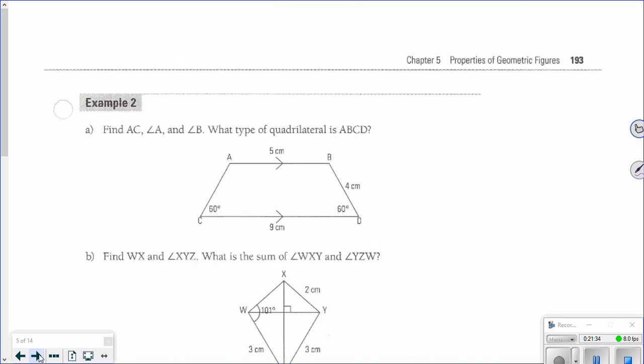Okay, the reason why it matters what type of quadrilateral it is is because they have properties that help us. So example A says find AC, so the length of AC, angle A, and angle B. What type of quadrilateral is quadrilateral ABCD?